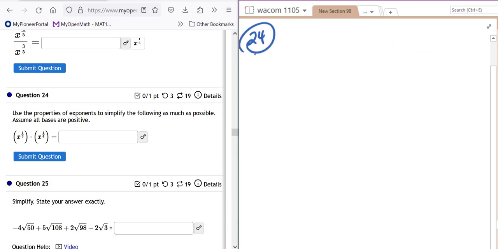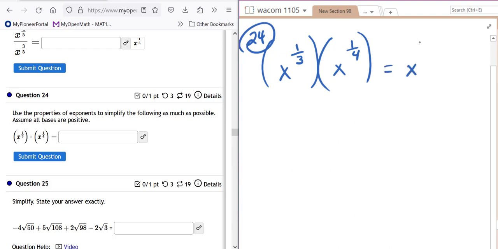Also has exponent rules, but it came out of the radical section. X to the 1/3 times x to the 1/4. And these are straight across from each other. When they're straight across from each other, the rule is keep the base and add. And I usually write out my little rule here. So I'm going to do 1/3 plus 1/4.